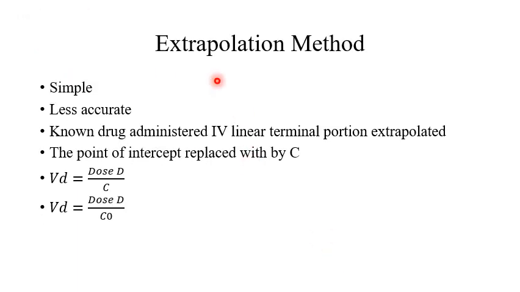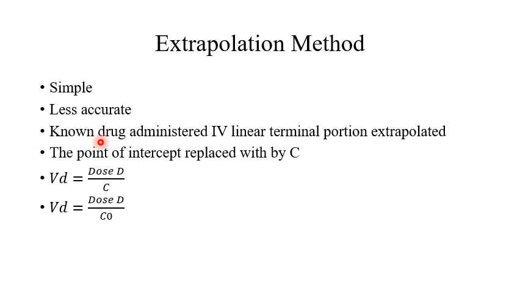Let us now discuss how to calculate volume of distribution. A very simple method is used, which is called the extrapolation method. It is a very simple method, but it is less accurate. In this method, a known amount of drug is given by an intravenous route, and this route is selected because in this route 100% of the drug reaches the systemic circulation.